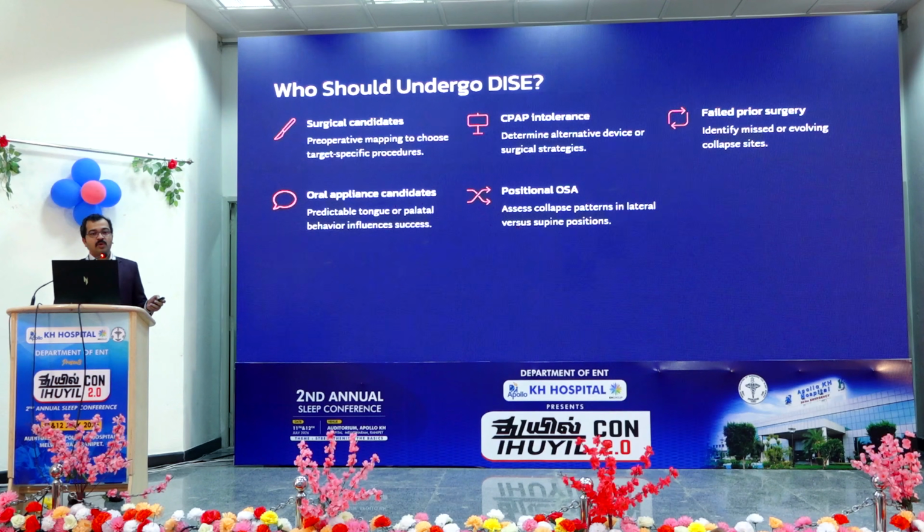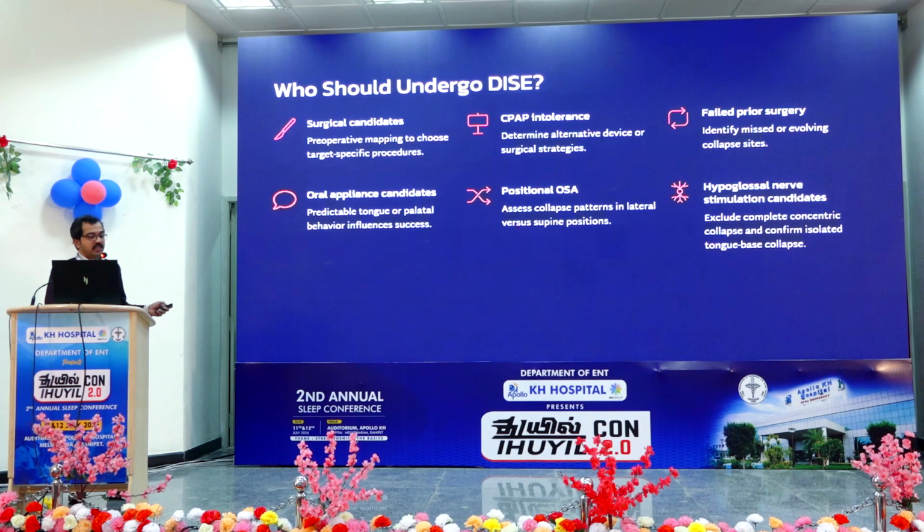In patients in whom a positional OSA is suspected, when you do a DISE, you can have an interventional procedure. You can turn the patient's head to one side or the opposite side and see how the airway is improving. So this way you can predict the success of position therapy in DISE patients.